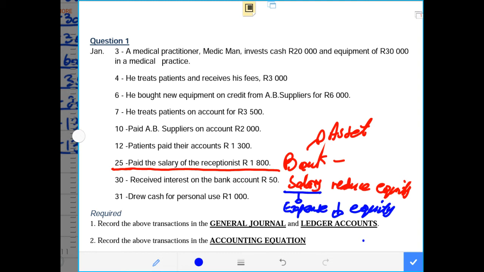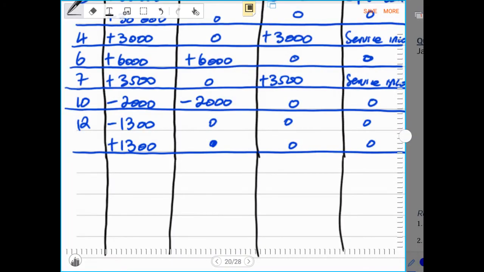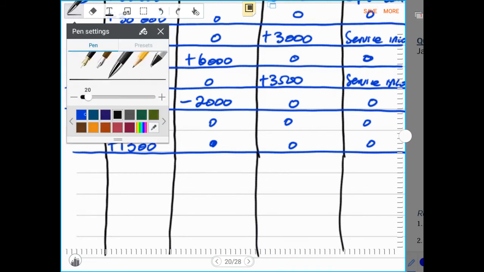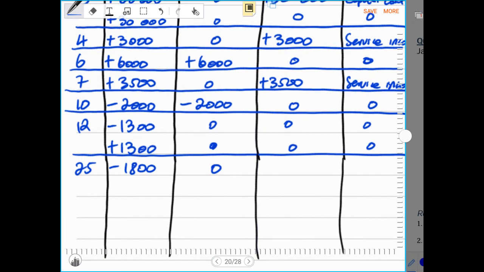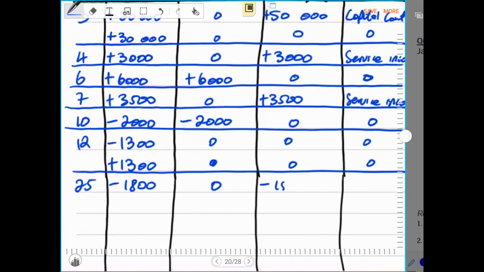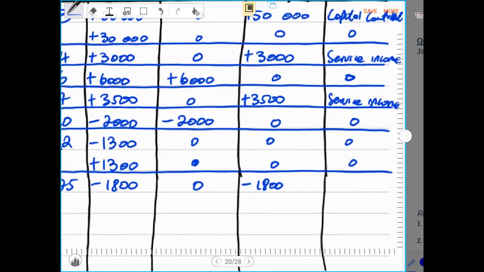So now we have to reduce our bank because money is going out. And we say on the 25th, money went out. Money went out and that amount was 1.8, therefore it reduced our assets. And we say our owner's equity will decrease by 1.8. Why? Because expenses reduce equity. We don't look at the fact that salaries are increasing. Yes, salaries are increasing, but our salaries reduce the owner's equity. Therefore, under description, we say salary. Please don't forget that we look at the effect of salaries on owner's equity.